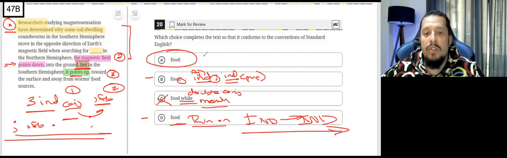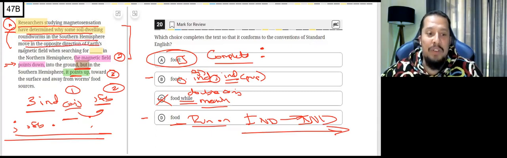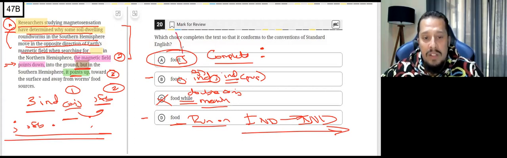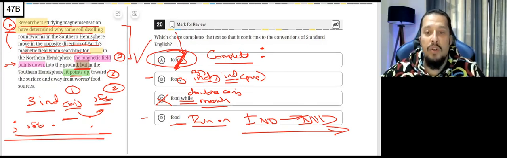Answer A has a little trick to it, guys. When do we use a colon? When a complete idea comes beforehand. So whenever you see a complete idea here, right? Researchers studying magnetosensation have determined why some soil-dwelling roundworms in the southern hemisphere move in the opposite direction of Earth's magnetic field when searching for food. If you can stop here without causing a fragment, then the colon is correct. We're going to go with answer A.